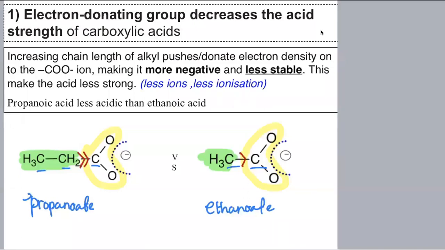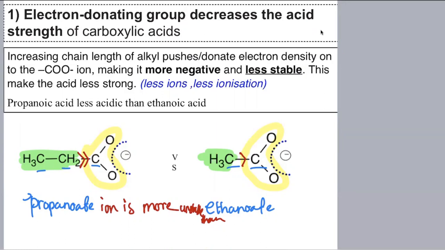So you can see here, ethyl group is a much bigger alkyl group compared to methyl, so it donates more electron density, okay? You're already negative, you're receiving more and more negativity, so you become more and more unstable, okay? So here we say that the propanoate ion is more unstable than ethanoate ion. Both of them are unstable.